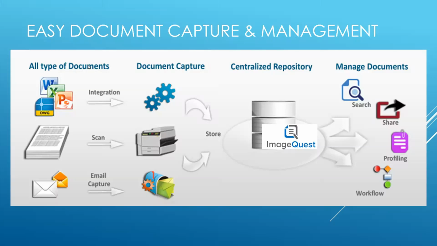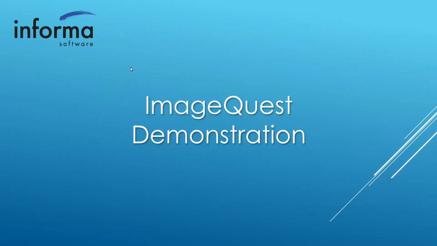All of these are stored in the centralized ImageQuest repository and allows you to manage the documents, to search on a variety of factors to find whatever document that you would like, either by index values, by dates, even by full text search. You can share these documents inside the system, or you can send them outside the system. It allows you to do basic workflow in the basic system, and we also have automated workflow for other functions that you may be interested in.